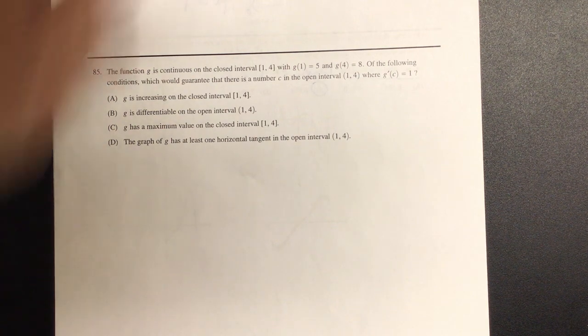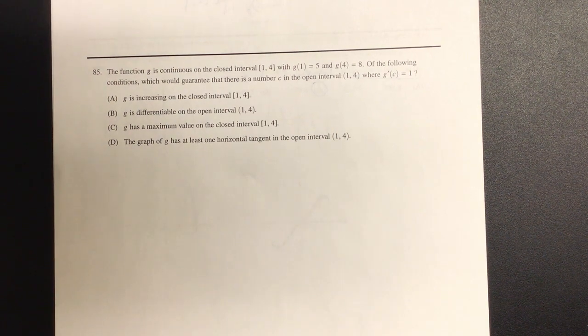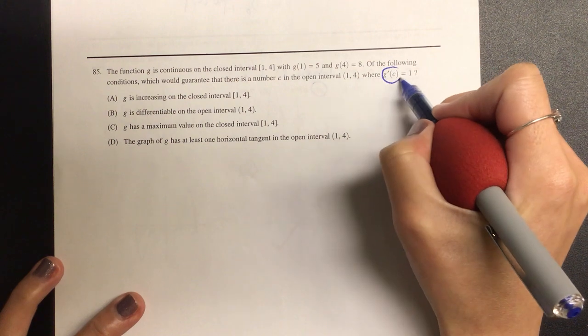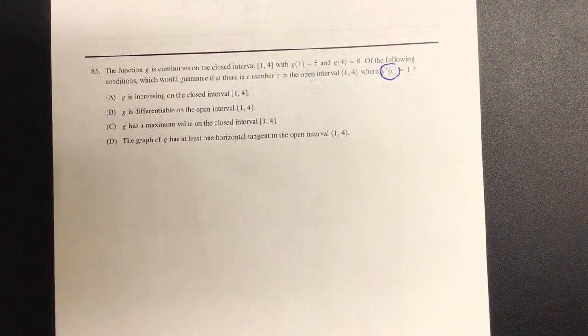Let's go on to number 85. Addison, go ahead and read. The function g is continuous in the closed interval 1 to 4 with g of 1 equals 5 and g of 4 equals 8. Which of the following conditions would guarantee that there is a value c in the open interval 1 to 4 for which g prime of c equals 1? Okay, I want you to circle g prime of c. Doesn't g prime of c represent a derivative? Yes? So if there is a derivative, that means it is differentiable, correct? If it was differentiable, it was also continuous.